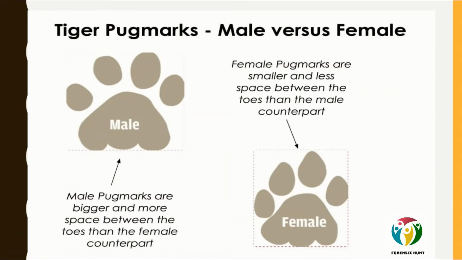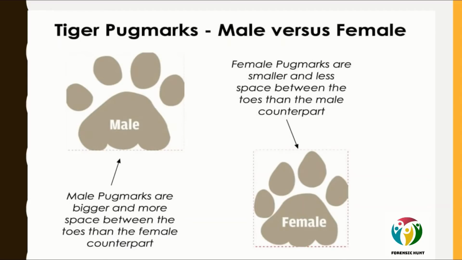Now if you want to differentiate the male tiger pug mark from the female tiger pug mark, there are a number of differences. First of all, at birth, the paws of a male and female are of the same size, but by 3 months, the male has a pad which is about double the size of the female, which remains throughout life.